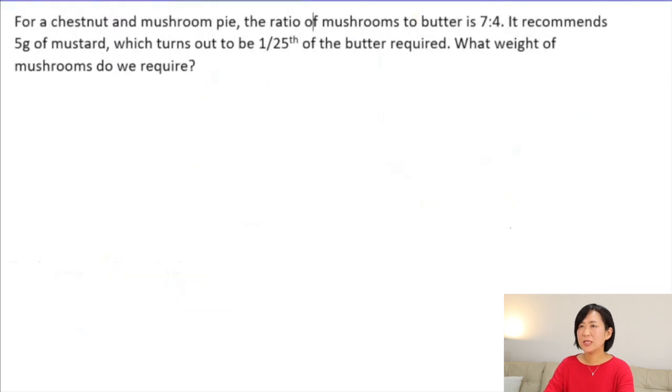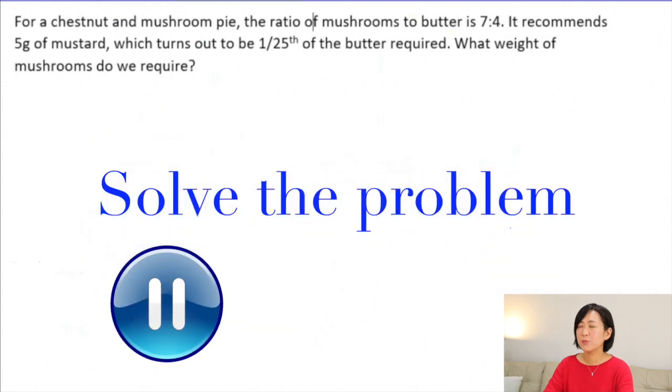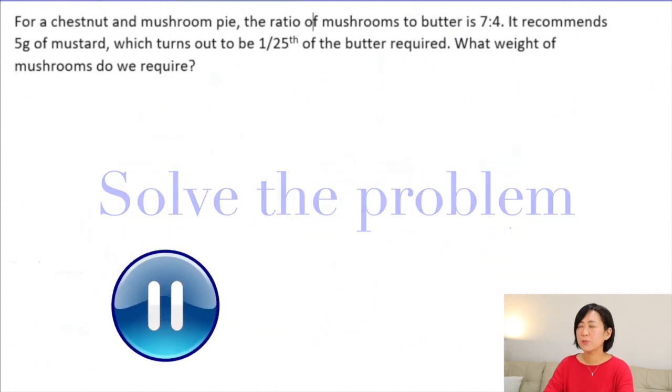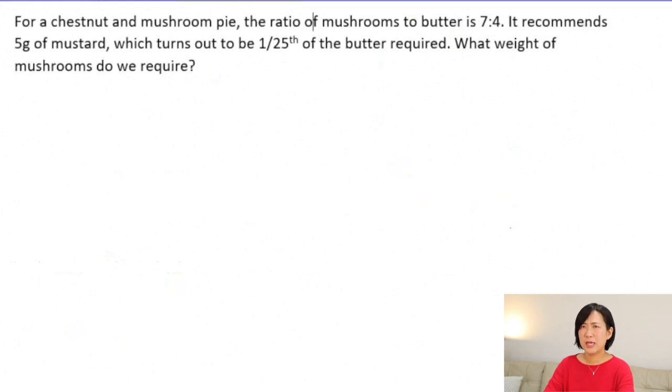Now, this is our last question. So, for the chestnut and mushroom pie, the ratio of mushroom to butter is 7 to 4. It recommends 5 grams of mustard, which turns out to be 1/25 of the butter required. What weight of mushrooms do we require? Oh, it sounds a bit tricky, but it's okay. We can do it one by one.